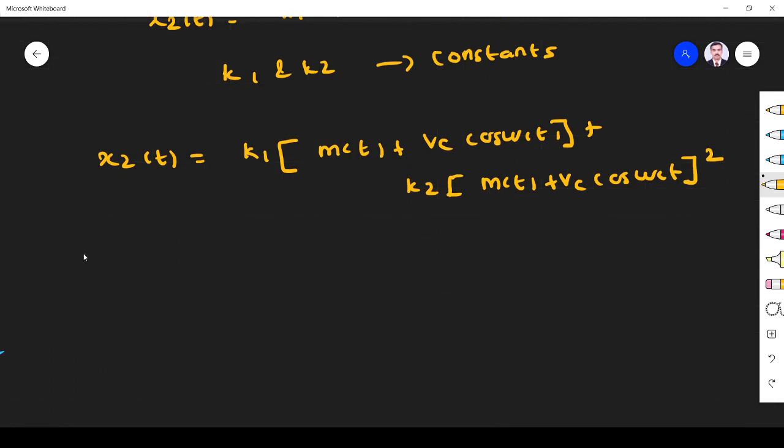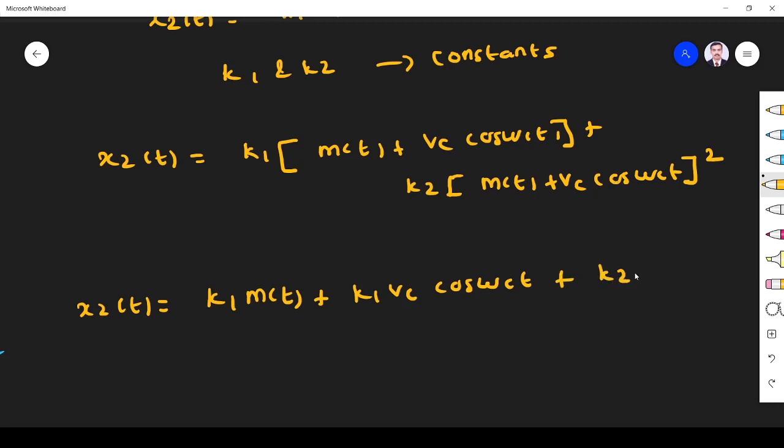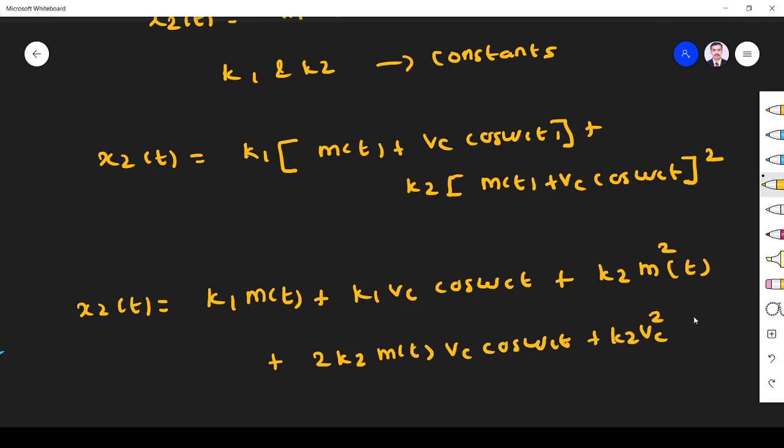Next, I will simplify this. x2 of t is equal to k1 m of t plus k1 Vc cos omega ct plus, it is in the (a plus b) whole square format, so I can write k2 m square t plus 2 k2 m of t Vc cos omega ct plus k2 Vc square cos square omega ct. This is what we are getting.